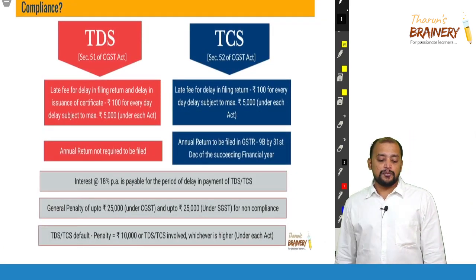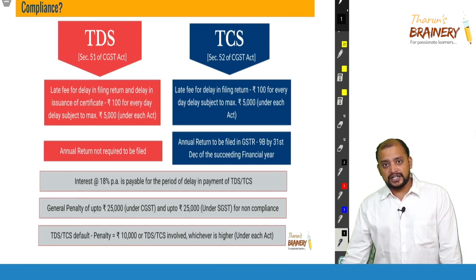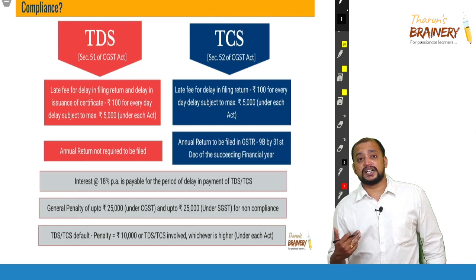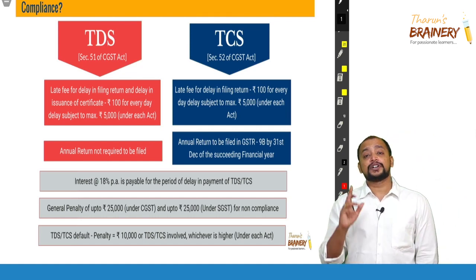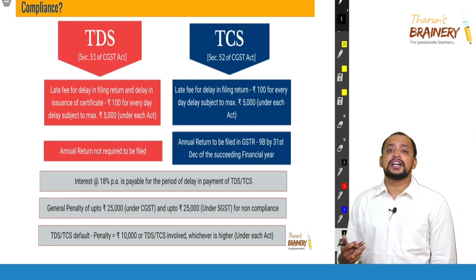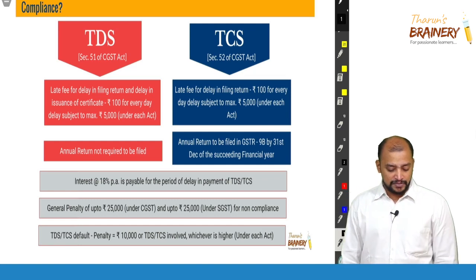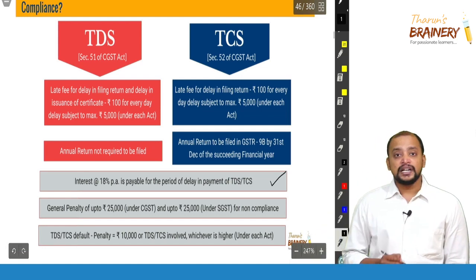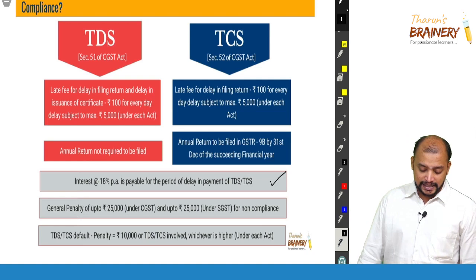So TDS, if I am not paying, what will happen? For delay in filing a return, I have to pay a late fee of 100 rupees per day, subject to a maximum of 5,000 under each act. For delay in filing GSTR 7. Plus, for delay in payment of TDS, I need to pay interest at the rate of 18% per annum. Okay. So, this is common for both TDS and TCS. Interest at the rate of 18% per annum for delay in payment of TDS or TCS.